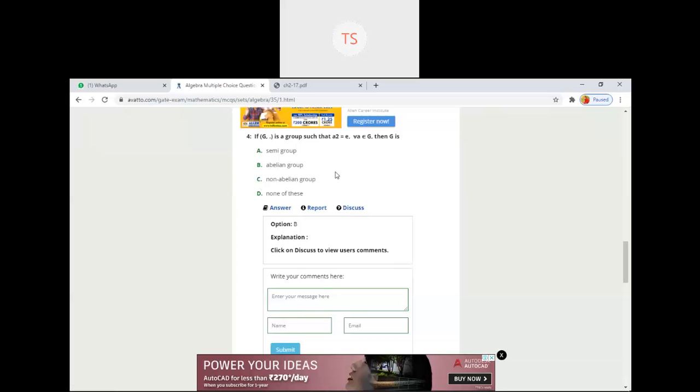What you will get is e. That means a² into b² is equal to b² into a², which is equal to e. That means that particular group satisfies the abelian or commutative law. That's why it is an abelian group. So that's why the correct option is B. The correct option is option B.